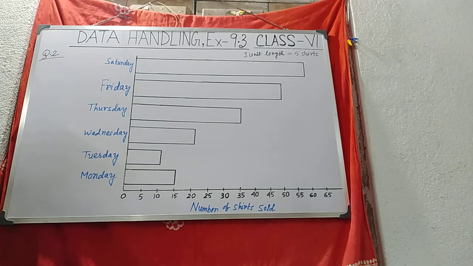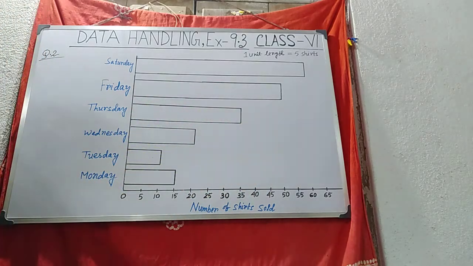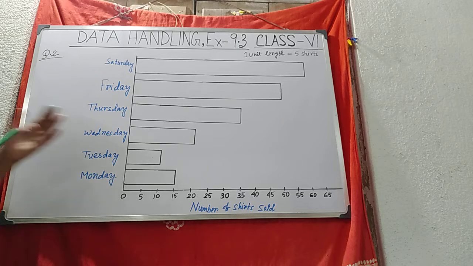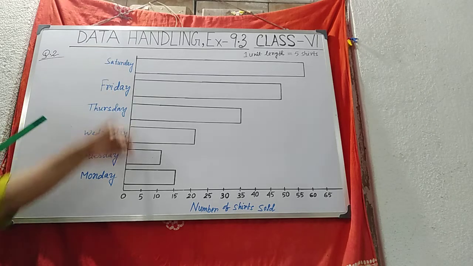Okay. And in our first question we had some bars like this, bars which are parallel to the vertical line. So that's why those bar graphs are known as vertical bar graphs, and here we are getting horizontal bar graphs. So horizontal bar graph means the bars are parallel to the horizontal line, and vertical bar graph means the bars are parallel to the vertical line.